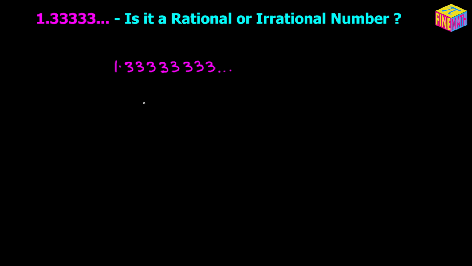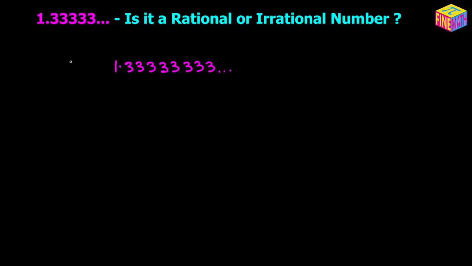Well, if we can somehow express this number in the form of a ratio of two co-prime numbers, we can say that it is a rational number. Now, if you are not able to express it in terms of a ratio, then obviously it will be an irrational number, right? So now let's see if we can do something about it.